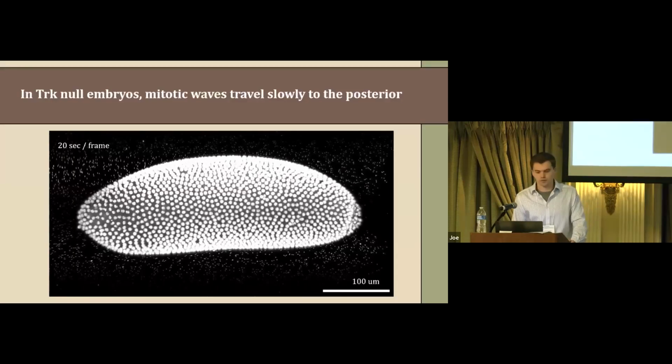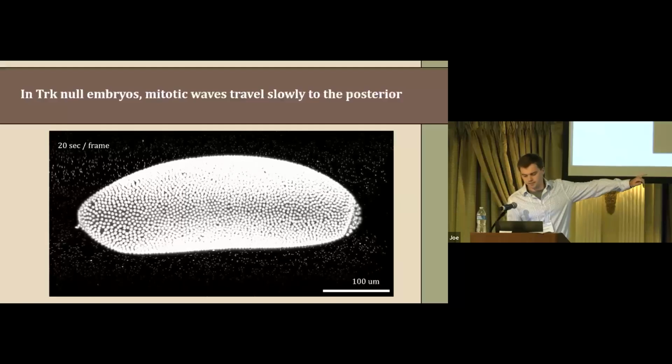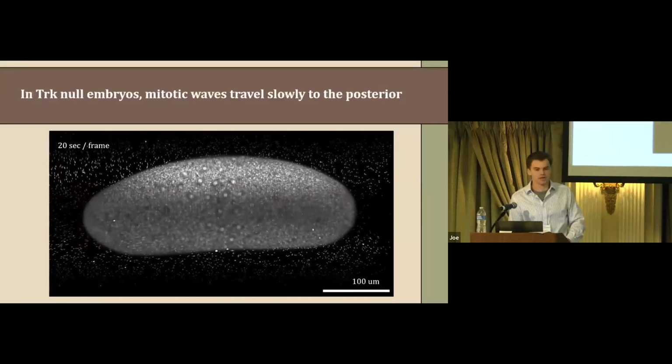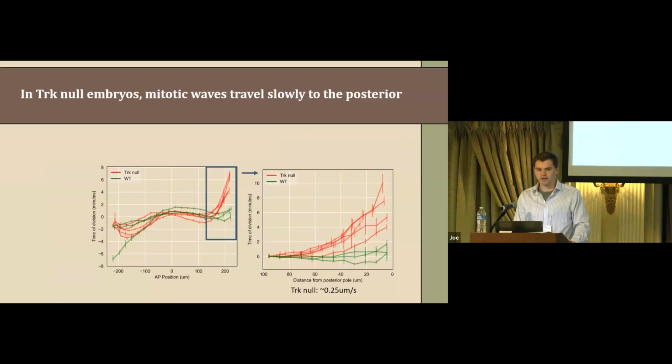And so hopefully you can see in this video that on the posterior on the right, these mitotic waves are really slowly getting to the posterior. We have that quantified here. These are very, very slow waves. Rather than starting at the poles, they start off the poles and move towards the pole.